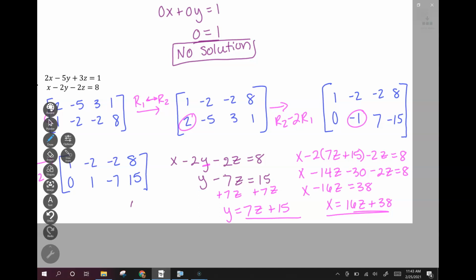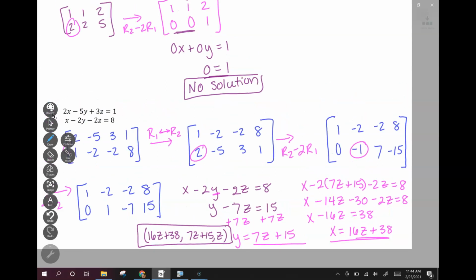So our solution to this dependent system of equations. In this case, I'm writing my solution as everything depends on z, right? X depends on what z is. X is going to be 16 times z plus 38. Y is going to be 7z plus 15. And z is just going to be z. There you go. That's as good as you can do for that one.